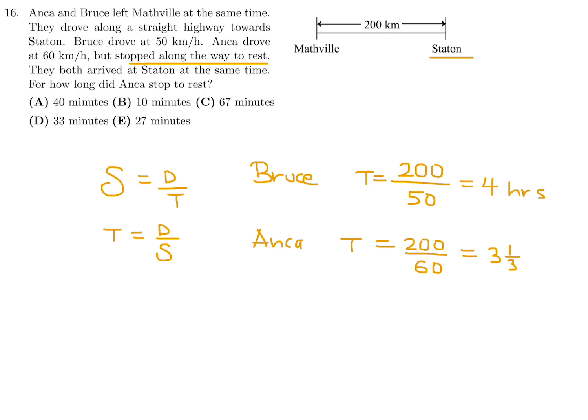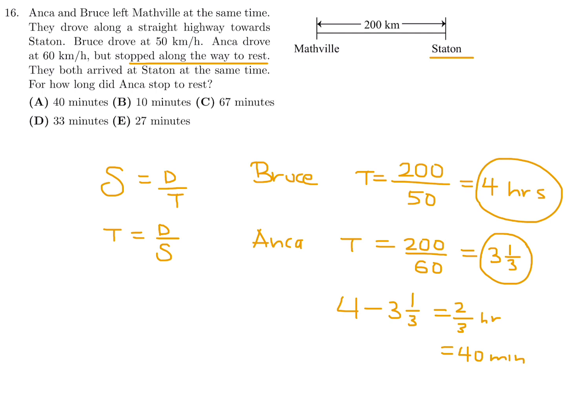So the amount of time she rested must be the difference between 4 and 3 1/3. So, what is the difference between 4 and 3 1/3? Well, it's 2/3. 2/3 of an hour, which is 40 minutes. So Anka drove 3 hours and 20 minutes. She stopped somewhere along the line for 40 minutes, and that's why her total time ends up being 4 hours, and that's why she arrives at the same time as Bruce. So the answer to number 16 is 40 minutes, which is A.